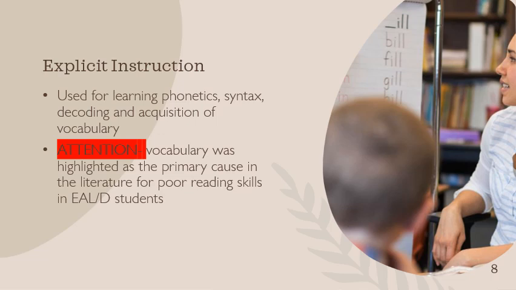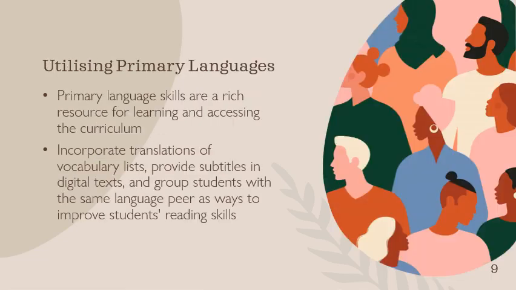Utilising the student's primary language was another strategy highlighted in the literature, as primary language skills are a rich resource for learning and accessing the curriculum. Educators could look to incorporate translations of vocab lists, provide subtitles and digital text, and group students with the same language peer as ways to improve students' reading ability.